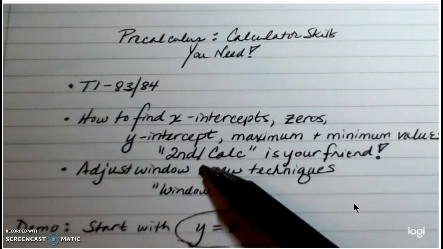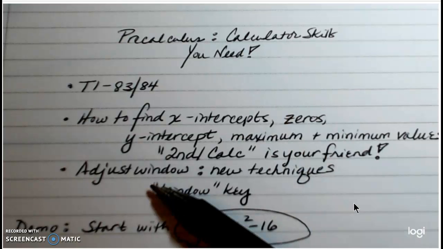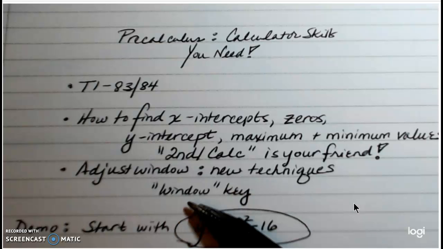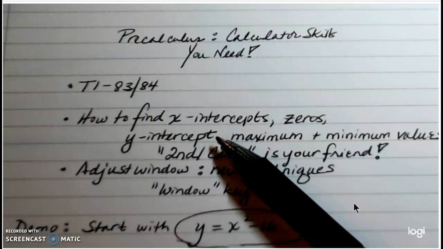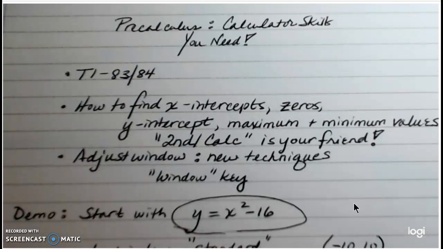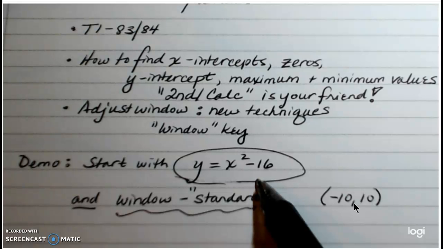You're going to find that Second Calc button on your calculator is going to be your friend. Second Calc, to calculate these values that you need. We're also going to explore how to better adjust our window using some new techniques. So exploring the window key to help you zoom in on the x-intercepts, the y-intercepts, and the maximum and minimum values effectively. We're going to start our demo with the function y equals x squared minus 16.